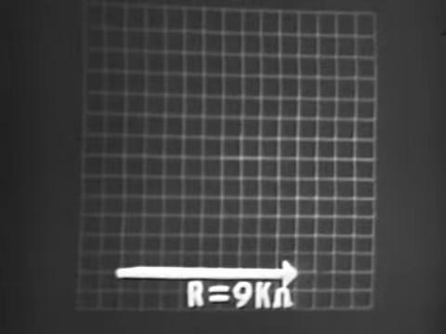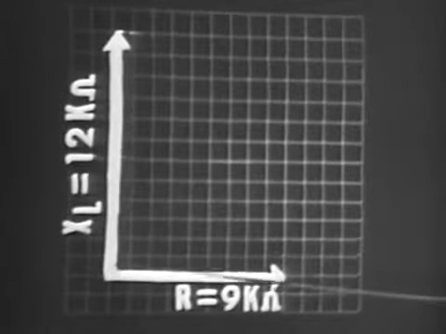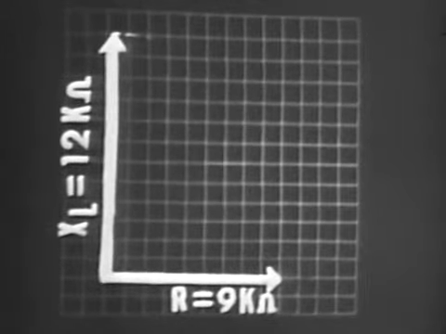Our next step would be to plot these values as vectors on a graph. The resistance vector is plotted at 0 degrees. If each block on our graph represents 1,000 ohms or 1 K ohm, the resistance vector would be 9 blocks long for the 9 K ohms of resistance. Our next step would be to plot the 12 K ohms of inductive reactance. This 12 K ohms of X sub L is plotted at 90 degrees. Now, this would be due to the voltage-current relationship through any inductor.